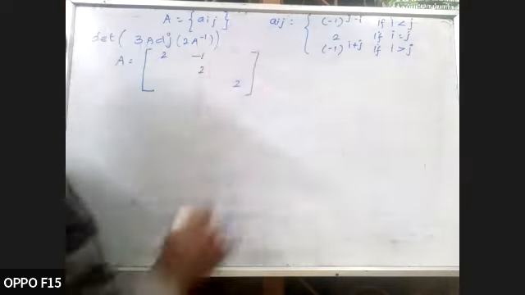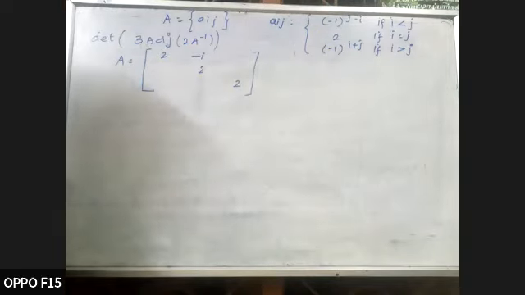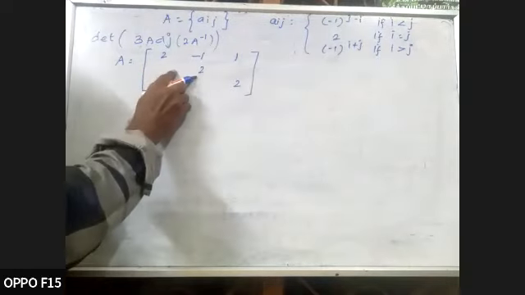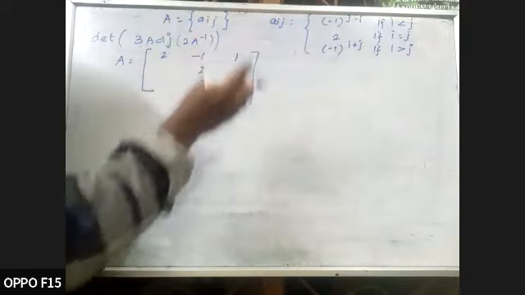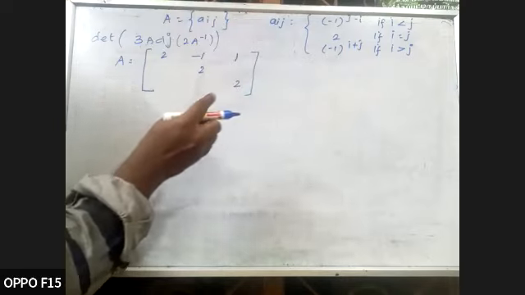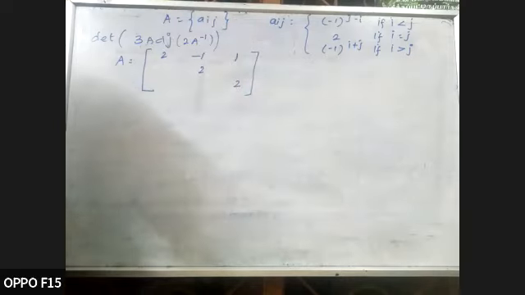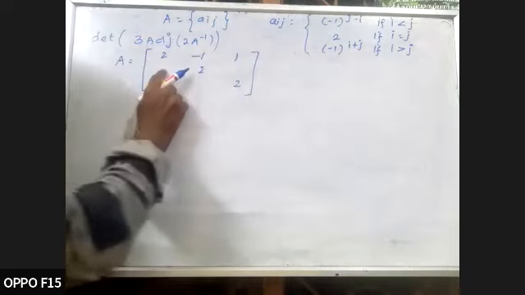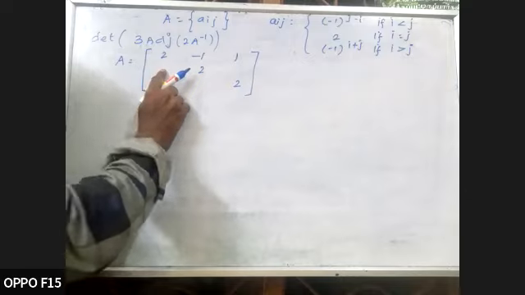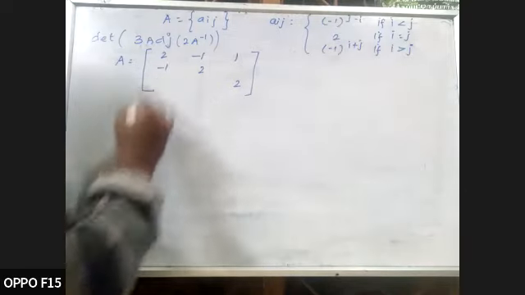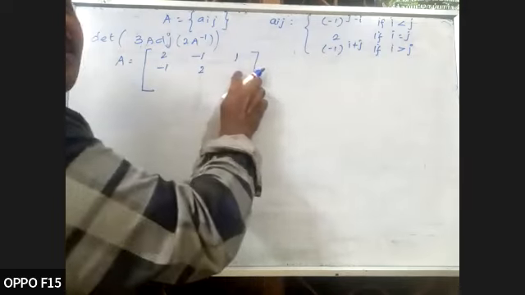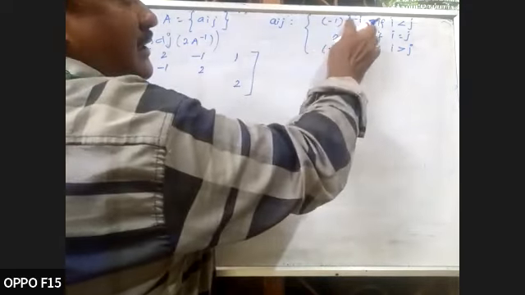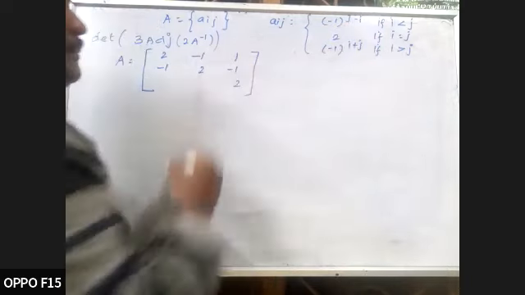Next, 1, 3, i is less than j: 3 minus 1 whole square becomes plus 1. Next is 2, 1, i is greater than j: minus 1 power i plus j, that is 2 plus 1, 3, minus 1 power 3, which is minus 1. Next, 2, 3, i is less than j: 3 minus 1 which is equal to minus 1.